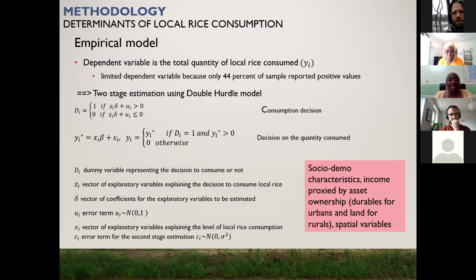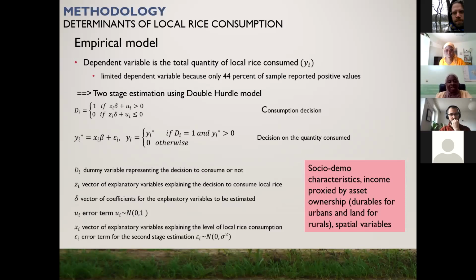But this variable is a limited one. We have 44% households that do not consume local rice. So given this, we will use a double hurdle model in 2 stages. The first one is to model the consumption decision using a binary variable. And the second stage will be to look at the determinants of consumption.